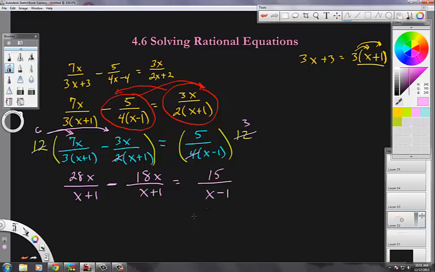All right. Excellent. We're going to put this together. We can now just subtract those. 28x minus 18x is 10x over x plus 1. And that equals 15 over x minus 1.